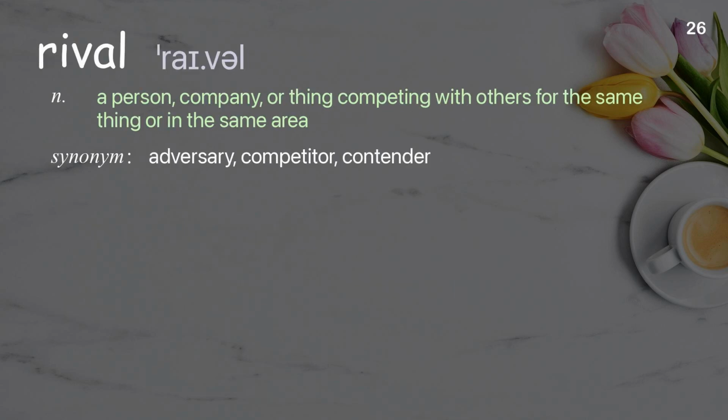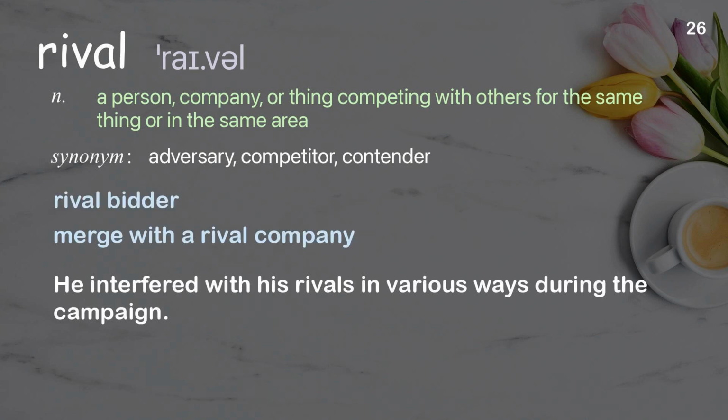Rival. A person, company, or thing competing with others for the same thing or in the same area. Examples: Rival bidder. Merge with a rival company. He interfered with his rivals in various ways during the campaign.